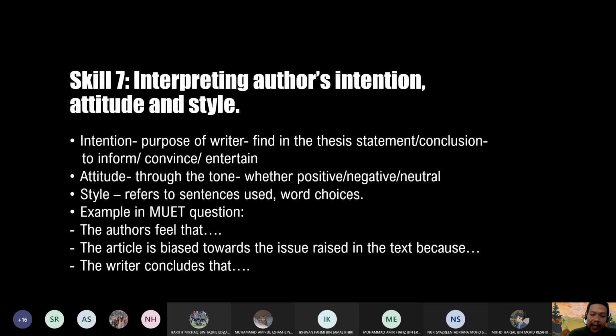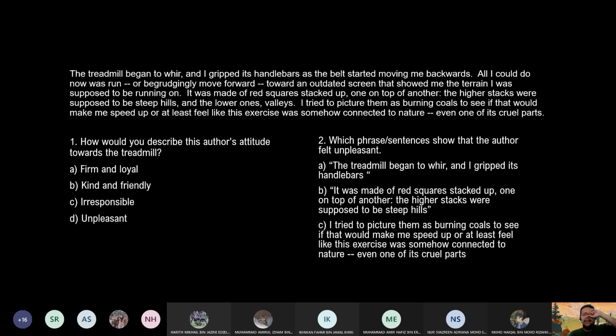Or maybe the writer concludes something, so you will directly go to the conclusion and try to understand what the author tried to tell you, and so on. Can you read this reading paragraph? The reading passage is about a treadmill. The first question is, how would you describe this author's attitude to the treadmill? And second, which phrase or sentences show that the author felt unpleasant or unhappy?